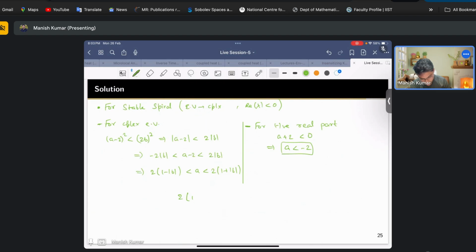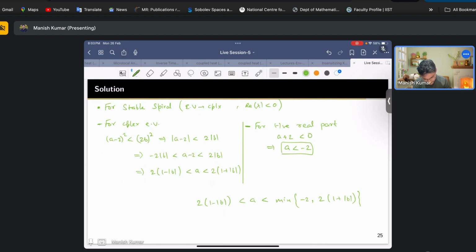So here you will get 2 (1 minus mod b) less than a, sorry, so minimum of minus 2 and (1 plus mod b), this one, correct? So this is the bound we can obtain, but here you can actually simplify it further if you look at this one. Maybe just a second.